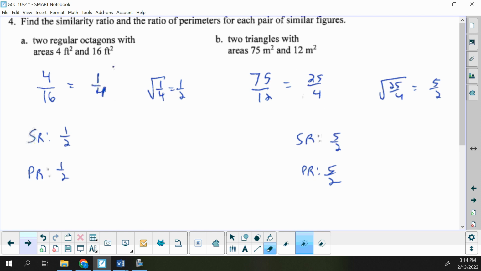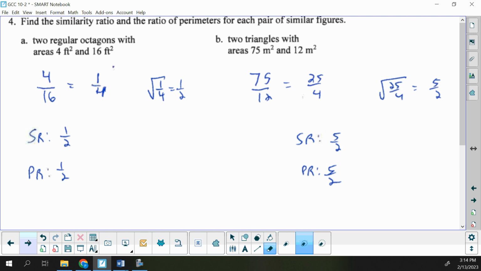Here they gave us our area ratios. So 4/16 reduces to 1/4. The area ratio is the side or similarity ratio squared, so to undo the square, do the square root. The square root of 1/4 is a half, so your similarity and perimeter ratios are both a half.